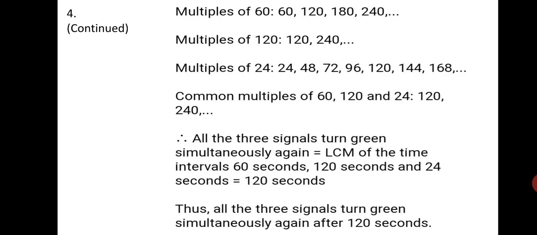Therefore, the time after which all the three signals turn green simultaneously again is equal to the LCM of the time intervals 60 seconds, 120 seconds and 24 seconds, which is equal to 120 seconds. Thus, all the three signals turn green simultaneously again after 120 seconds, which is also equal to 2 minutes. Okay, so after 2 minutes, all the three signals turn green simultaneously. So that's our final answer. We found the LCM for the given three numbers, and that's how we got our solution.